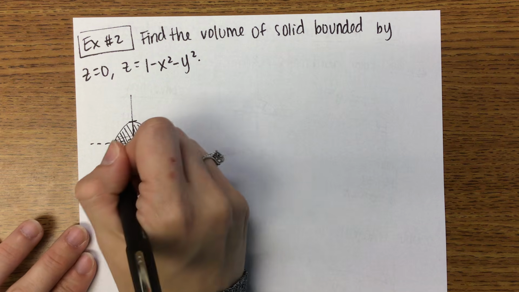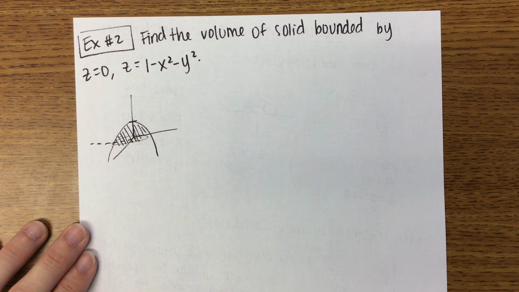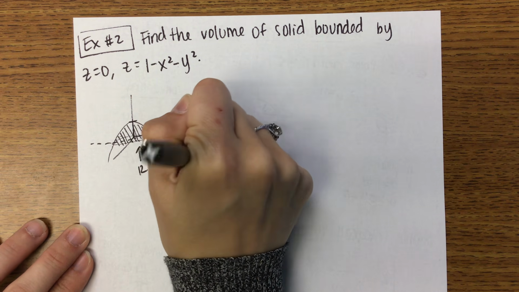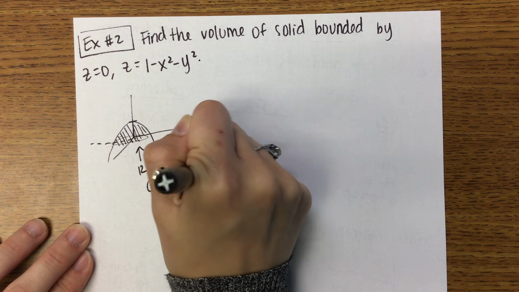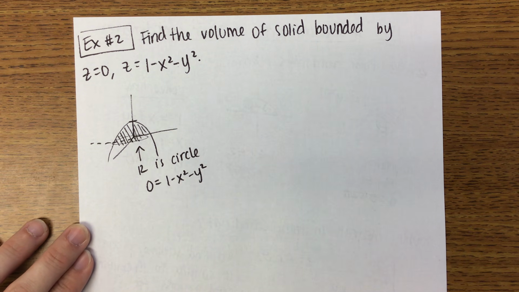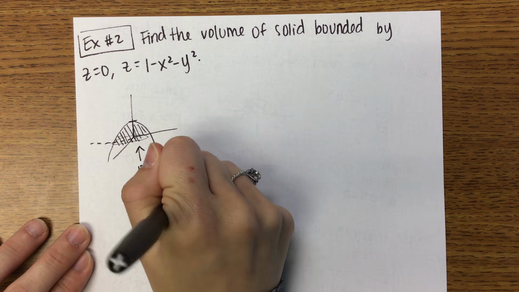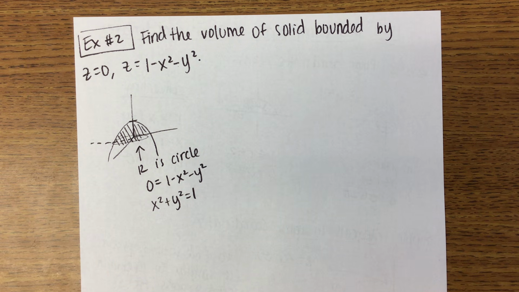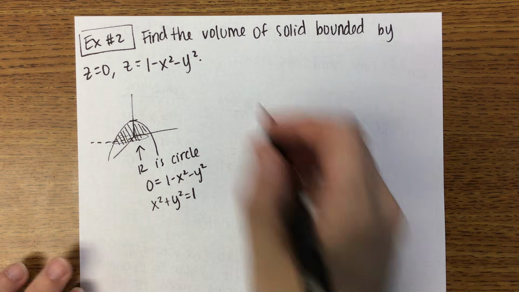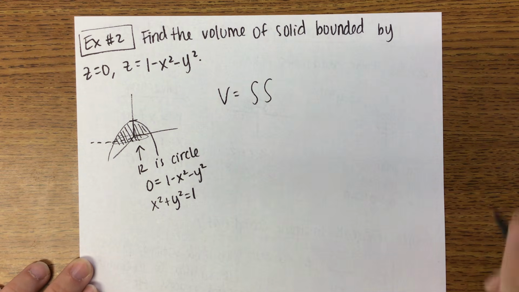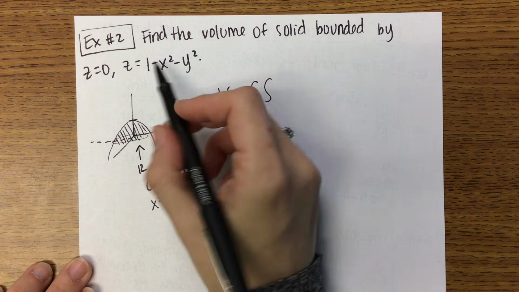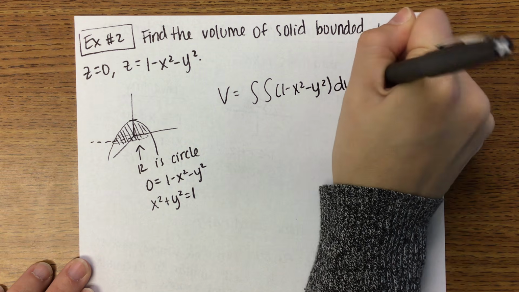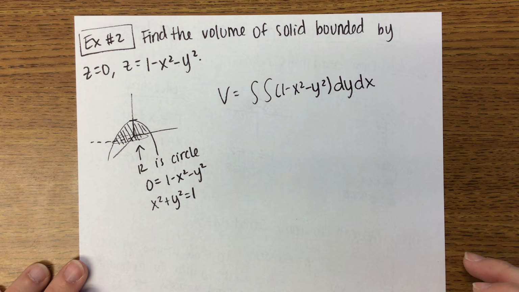Okay, so our R is where the figure intersects the xy plane. So R is a circle in this case. If we plug in a 0 for z, that's where our figure intersects the xy plane. So that's our R. What I want us to do is first set this up in rectangular. So our volume is going to be a double integral of the surface, 1 minus x squared minus y squared. I'm going to integrate with respect to y first, it doesn't matter in this case.